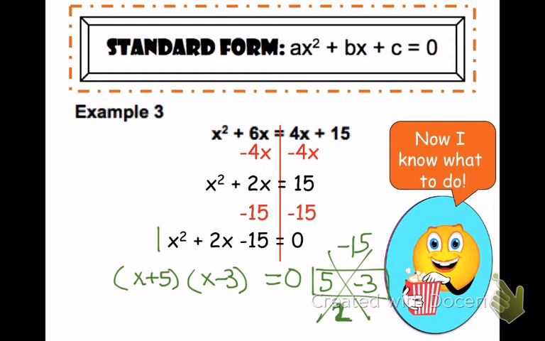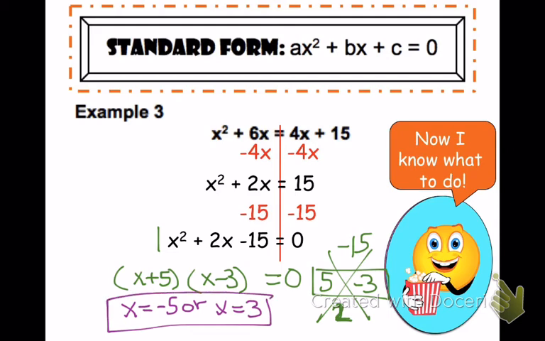Now to just finish it off and get my final answer, I ask myself, what's going to make the first term equal to 0? So what makes x plus 5 equal to 0, or what cancels a positive 5? Answer should be a negative 5. Or for the second term, what's going to cancel an x minus 3 out and make it a 0, or what's going to eliminate a negative 3? Answer should be a positive 3. So those are my final answers, negative 5 and positive 3. Let's go ahead and move on to the next problem.